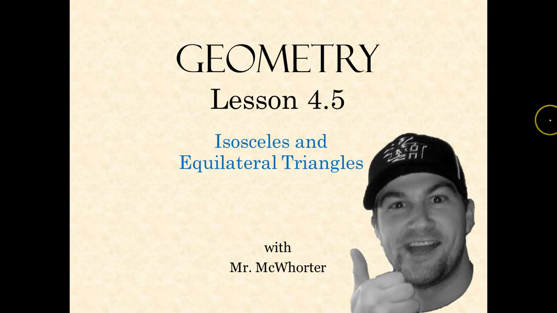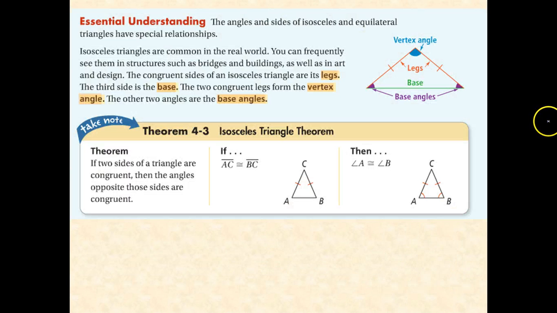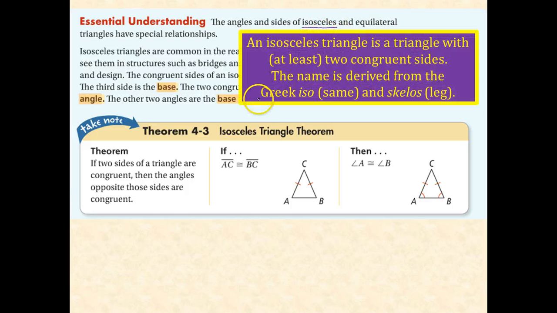Today we're going to talk about isosceles and equilateral triangles. It's essential that you understand that the angles and sides of isosceles and equilateral triangles have special relationships. So what's an isosceles triangle? An isosceles triangle is a triangle that has at least two congruent sides.